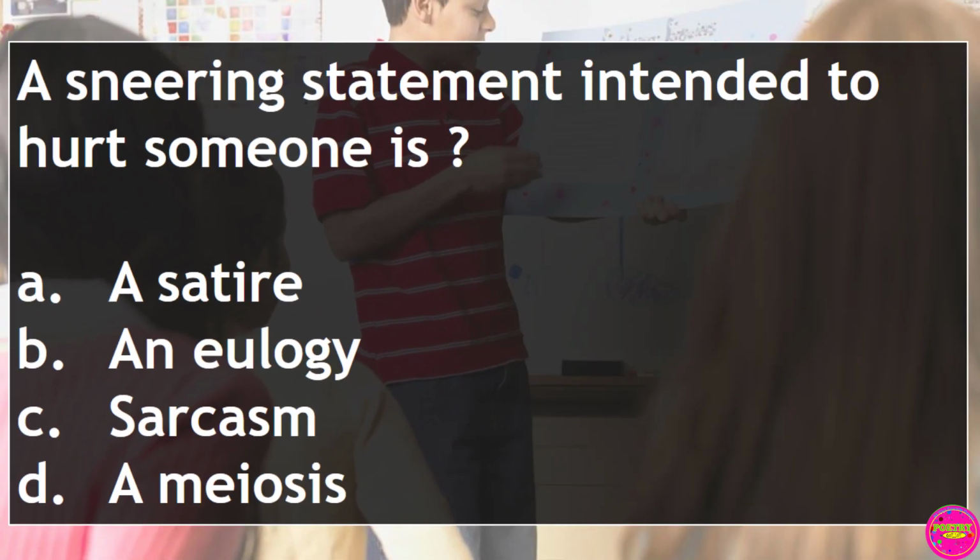A sneering statement intended to hurt someone is A, a satire, B, a eulogy, C, sarcasm, D, meiosis. The correct answer to this question is C, sarcasm.